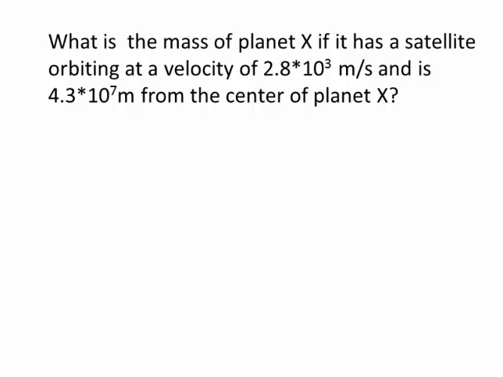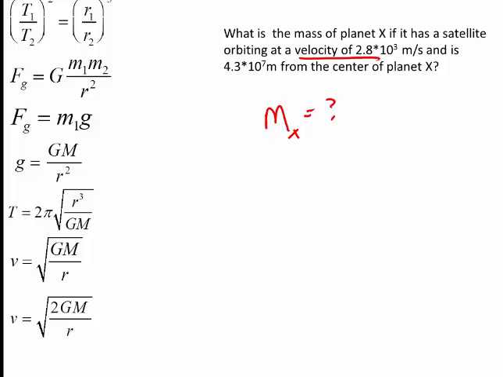Next one up, what is the mass of planet X if it has a satellite orbiting at a velocity of 2.8 times 10 to the 3rd meters per second, and it is 4.3 times 10 to the 7th meters from the center of planet X? I'm hunting for mass again, the mass of planet X. I have a velocity, and I have a distance from the center.